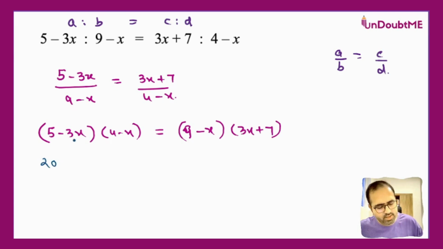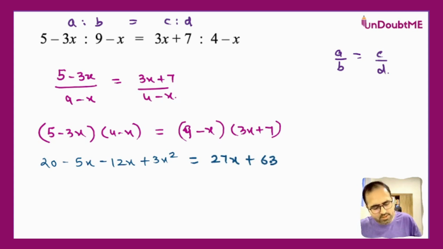So it will be 20 minus 5x minus 12x plus 3x squared. On the other side also, it will be 27x plus 63 minus 3x squared minus 7x. As per the sign, we have just expanded it, and then we will rearrange.